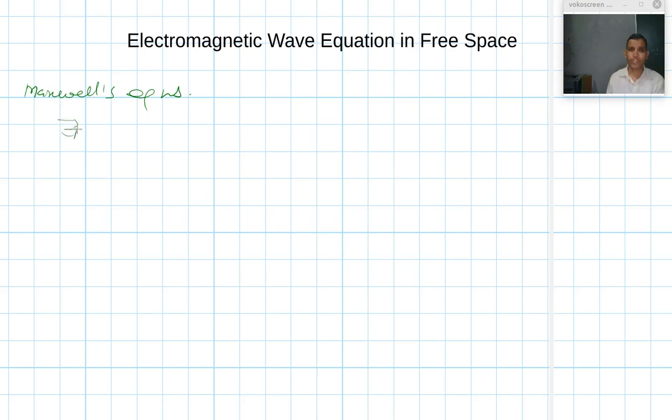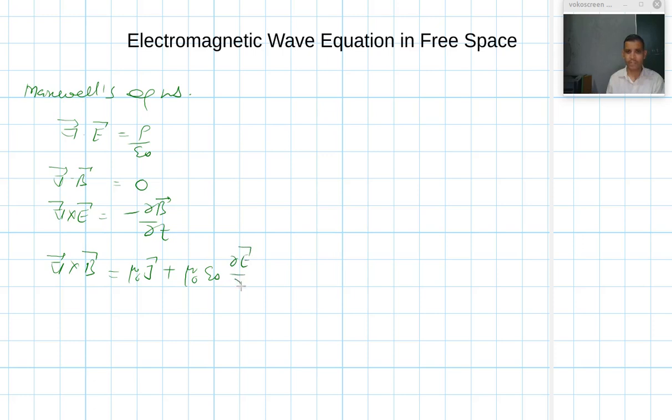So the first equation is del dot E is equal to rho by epsilon naught, and another equation is del dot B is equal to 0, and del cross E is equal to minus curly B by curly T, and del cross B is equal to mu naught J plus mu naught epsilon naught curly E by curly T, and let us call this equation number 1.